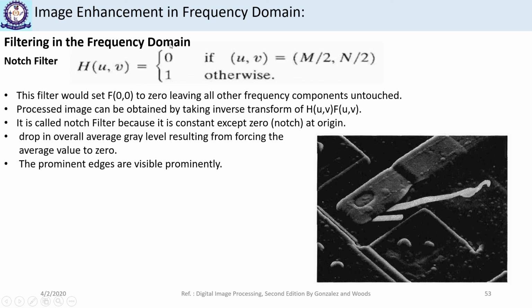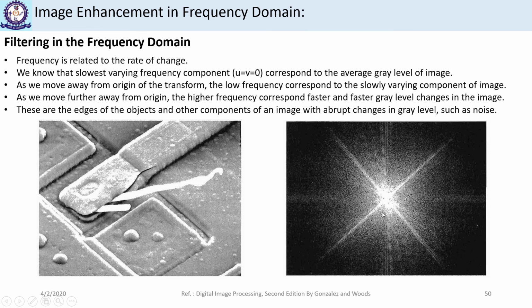That means at the origin we have the average gray level of the image, so that we are suppressing and we are keeping all the other frequency coefficients as they are. So what will happen in this, the average gray level of the original image, so the original image was like this.